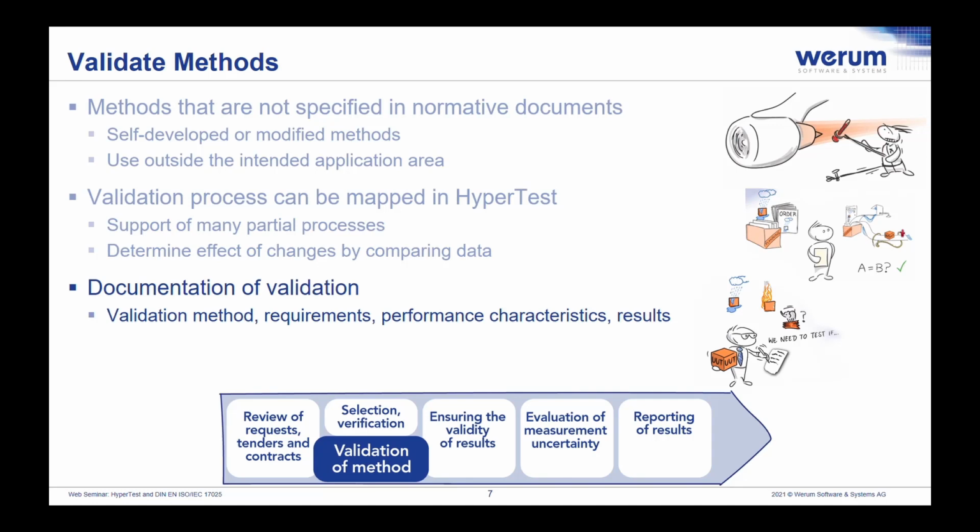Because of the duty to preserve records, various documents need to be retained. The validation method applied, the requirement specification, the determination of the method's performance characteristics, so for example, accuracy, measurement uncertainty, linearity, and so on, the results obtained, and a statement of the method's suitability. HyperTest can manage all these documents in the context of the validation order.